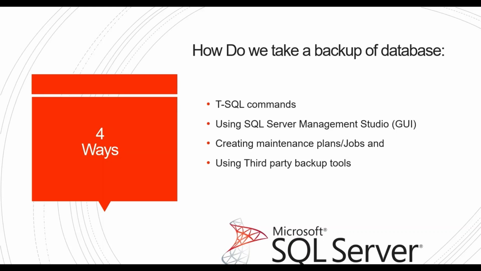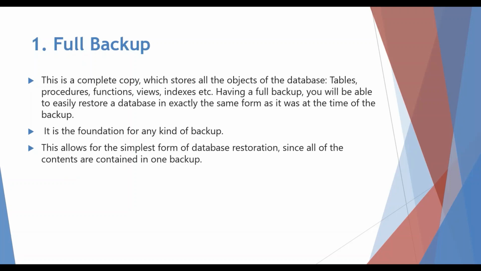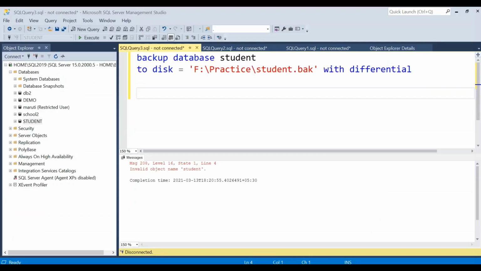Okay, so we'll first see the full backup. Full backup is a complete copy of your database. It contains all the objects like tables, procedures, functions, views, indexes, etc. It is like a foundation for any kind of backup. I'll tell you what this exactly means.